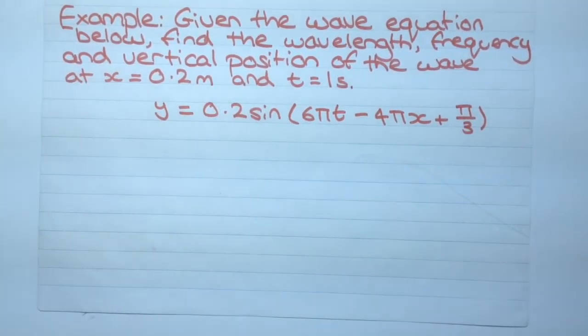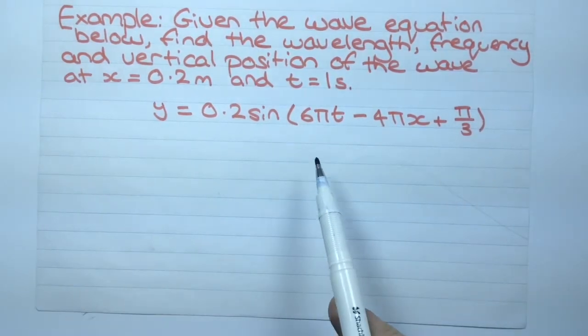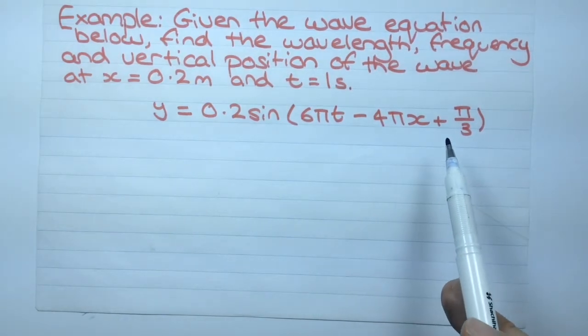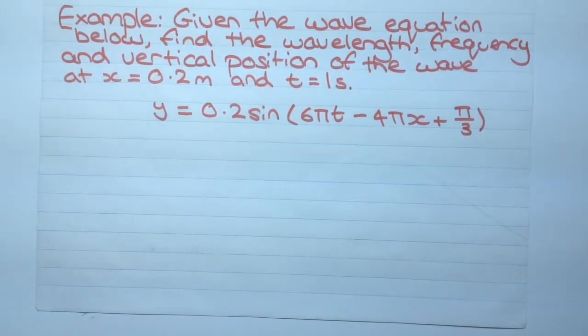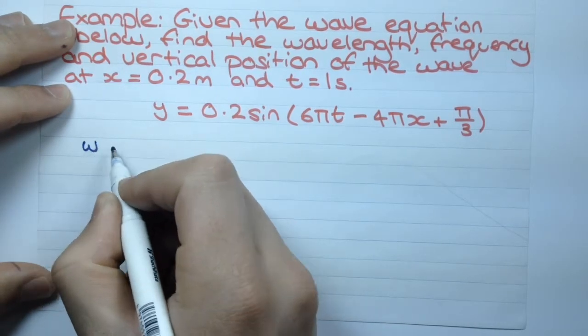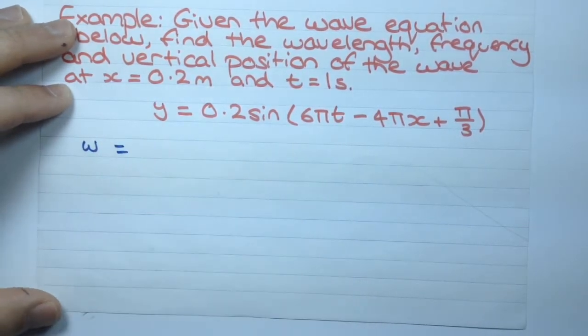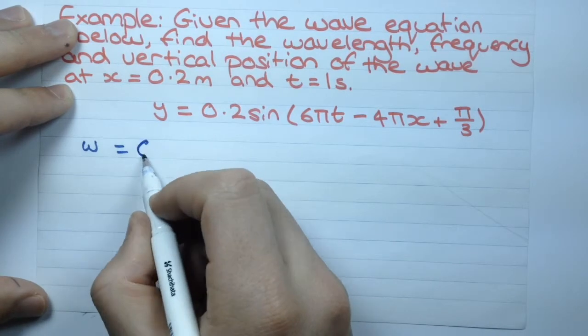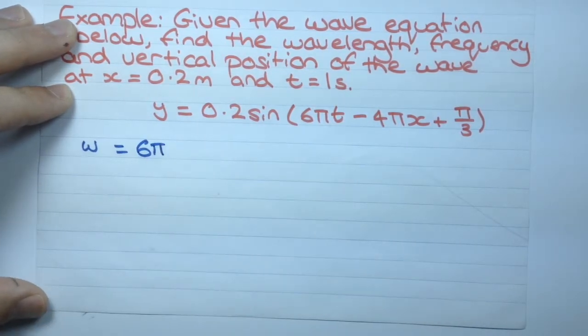Given the wave equation below, find the wavelength, frequency, and vertical position of the wave at x equals 0.2 and t equals 1 second. So there's our equation, y equals 0.2 sine(6 pi t minus 4 pi x plus pi on 3). Now what you need to first notice here is that the omega and the k have been swapped around, the x and the t have been swapped around, so you can't let that fool you. So first we're going to start with our omega. Omega is always next to the t, so our omega is 6 pi here. So even though it's in a different order, we can still answer it.